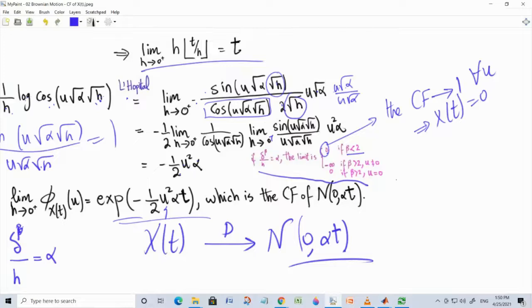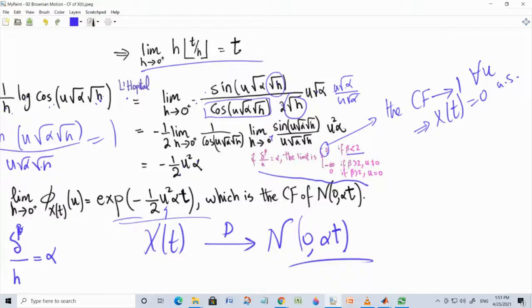The characteristic function that is equal to 1, what is the random variable with a characteristic function that is equal to 1 everywhere? Well, it's the random variable that is equal to 0 with probability 1, or almost surely. X of t is equal to 0 with probability 1. In that case, if you compute the characteristic function, you will take expectation e to the i u times 0, that's 1, multiplied by the probability, which is 1, that's 1.